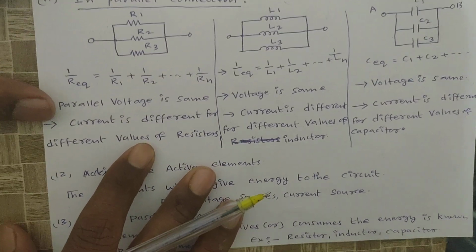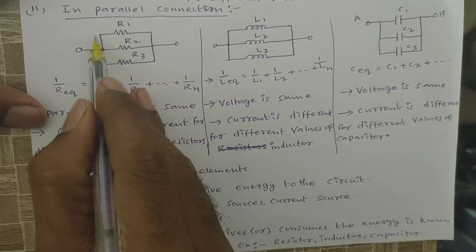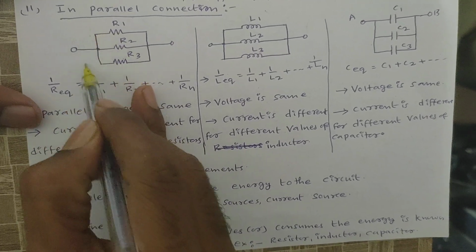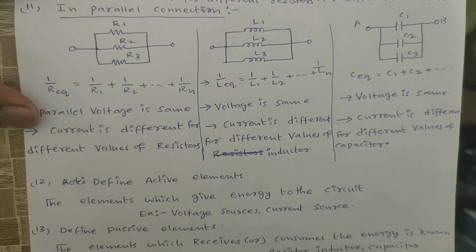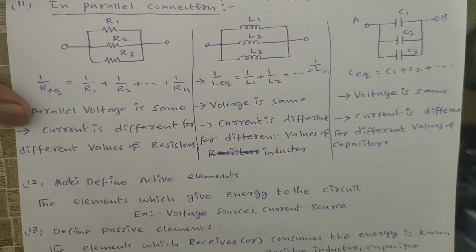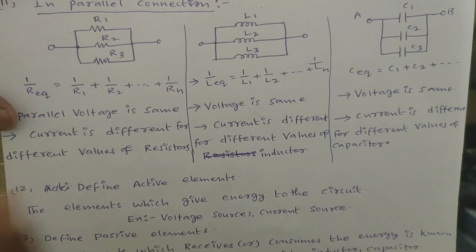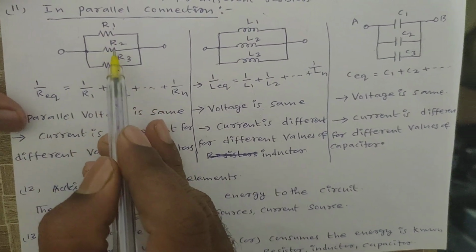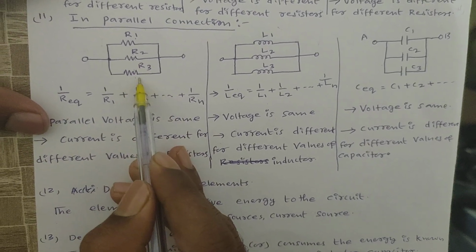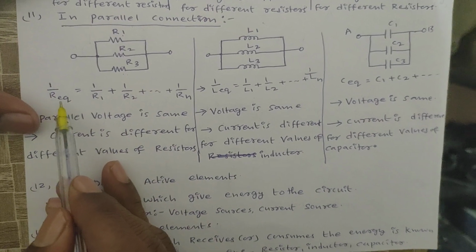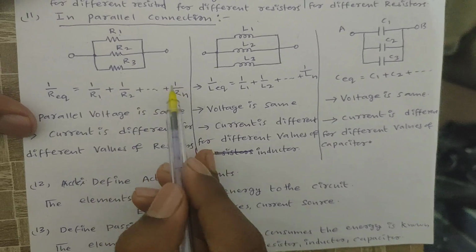Next, parallel connection. See here, the starting ends of the elements are connected to a common point. Three resistors' starting ends are connected to a common point, and finishing ends are also connected to a common point. Then those elements are said to be in parallel, either resistor, inductor or capacitor. In parallel connection voltage is same. That means voltage across resistor R1 is V only, across R2 is V only, across R3 is also V only. Then the equivalent resistance formula is 1 by R equivalent equals 1 by R1 plus 1 by R2 plus so on 1 by Rn.